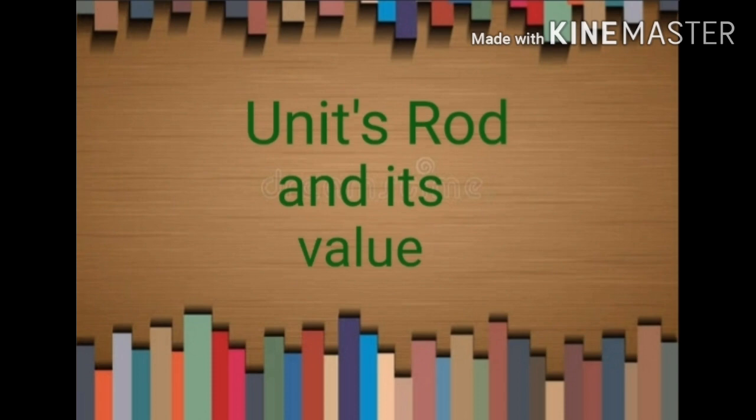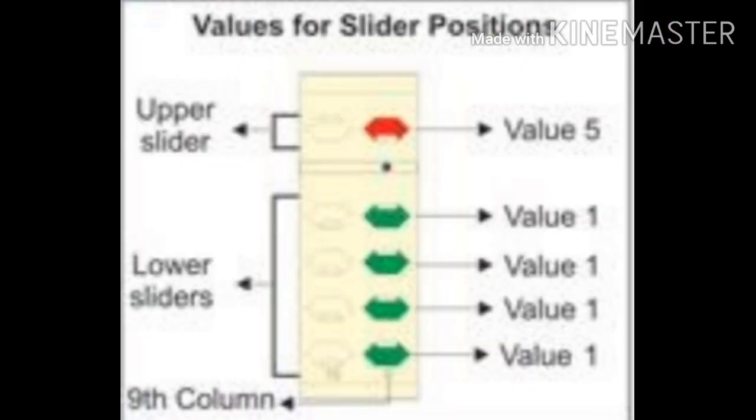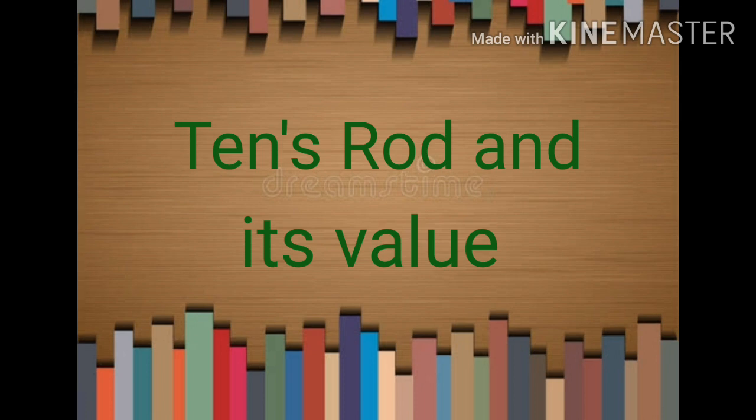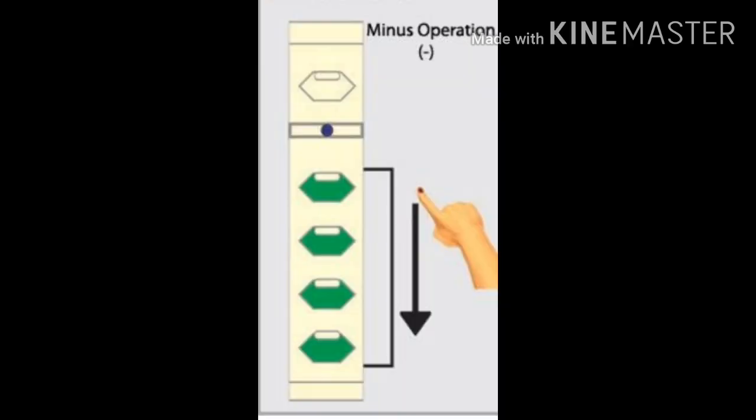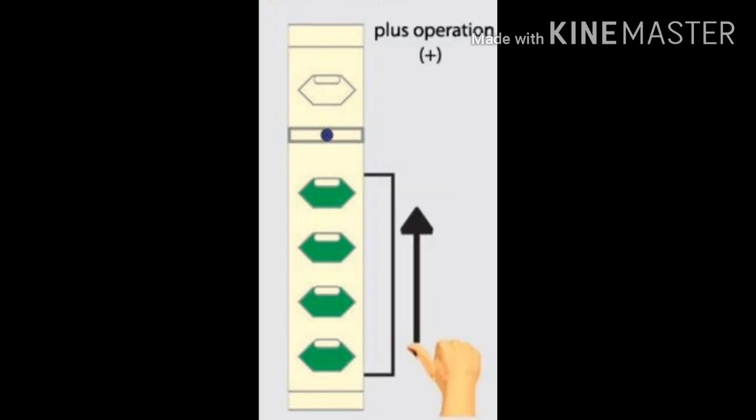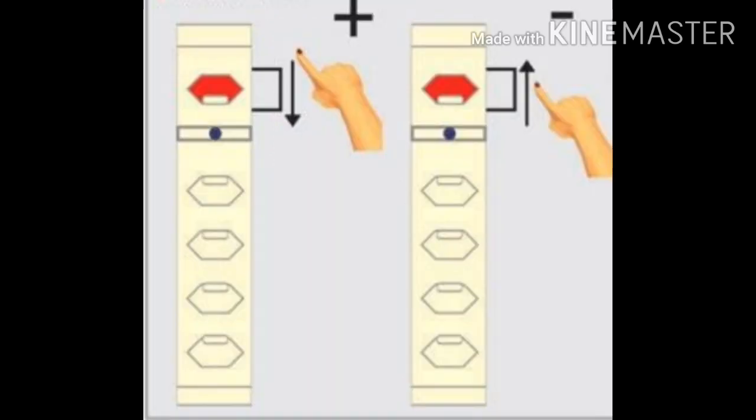Now units rod and its value. We have studied it previously also, but again the upper bead value is 5 and the lower bead value is 1. Now tens rod and its value. Students, you already know that the upper bead value is 50 and the lower bead value is 10. For minus operation I have told you to put the beads down, and for plus operation you have to put the beads up. But it is different for the upper beads. For upper beads plus you have to put the beads down, and for minus you have to put the beads up. Listen students, as the bead touches the beam, it attains a value.